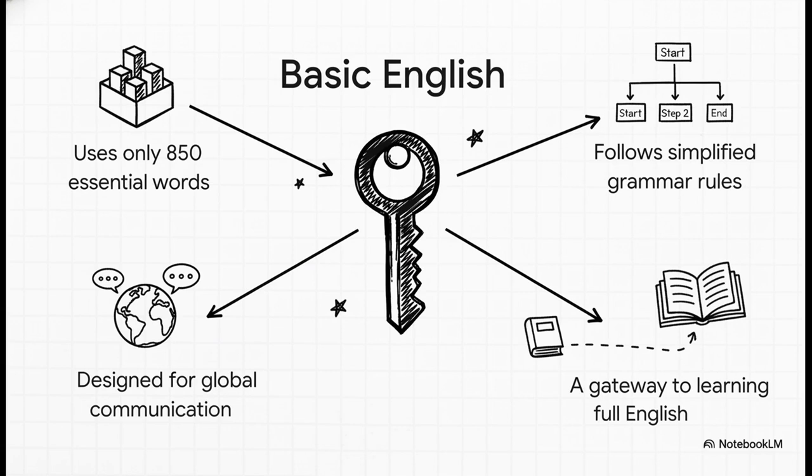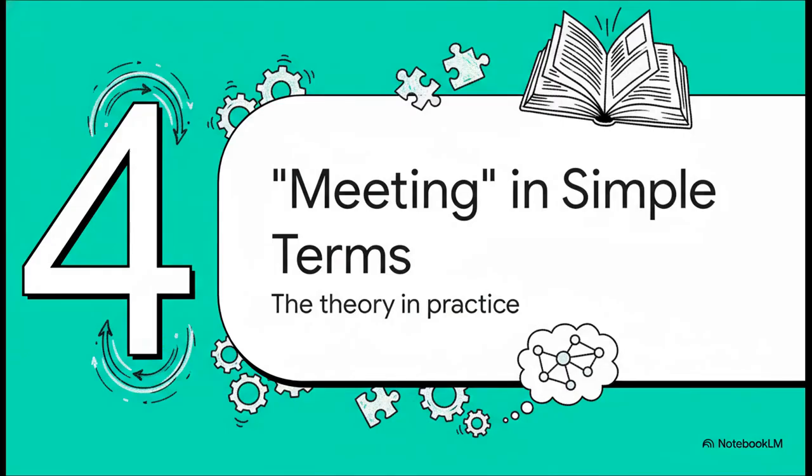So, the whole system is built on a few key ideas. First, a really, really small vocabulary. Second, super simplified grammar rules. The main goal? To help people from totally different language backgrounds talk to each other without getting confused. It was also meant to be kind of a starter kit for anyone on their way to learning the full English language.